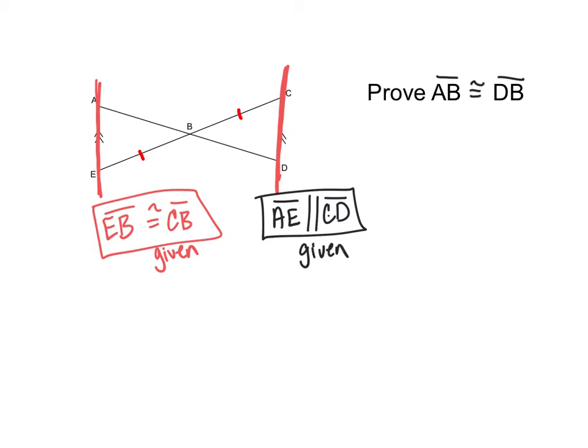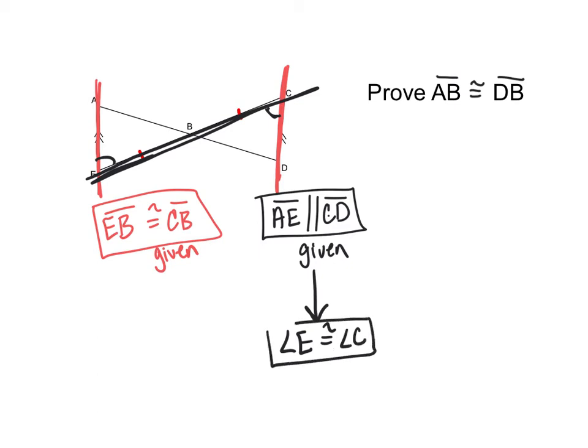And then I'm going to use those parallel lines, and I'm going to draw a transversal to find some alternate interior angles that must be congruent. So from those parallel lines, I'm going to know that angle E is congruent to angle C. And my reasoning there is going to be alternate interior angles. Again, it flows from the information above it that leads to that conclusion there.